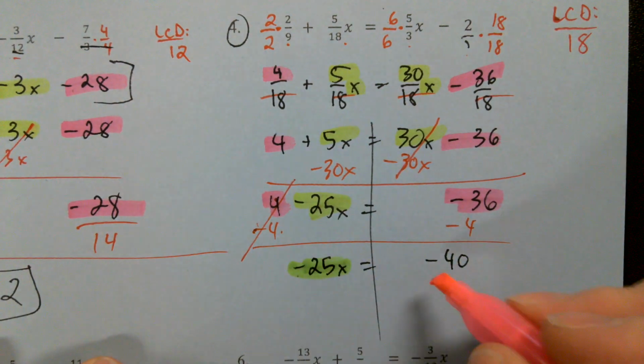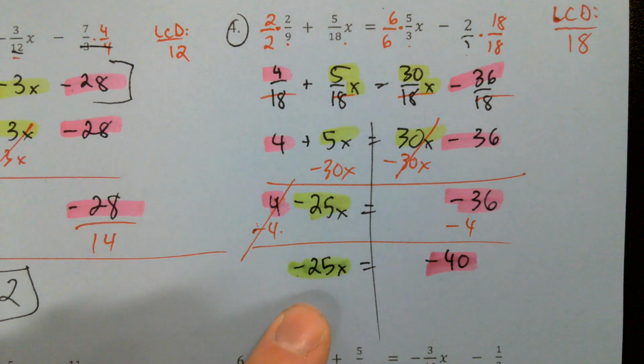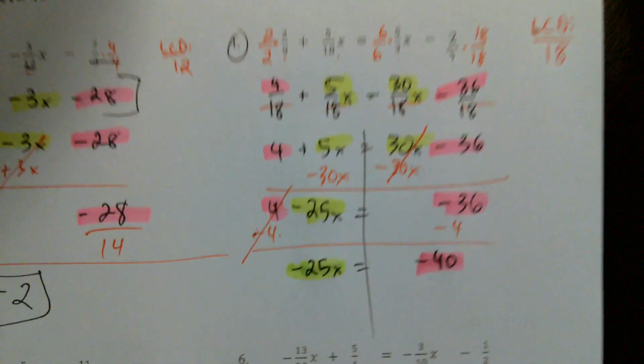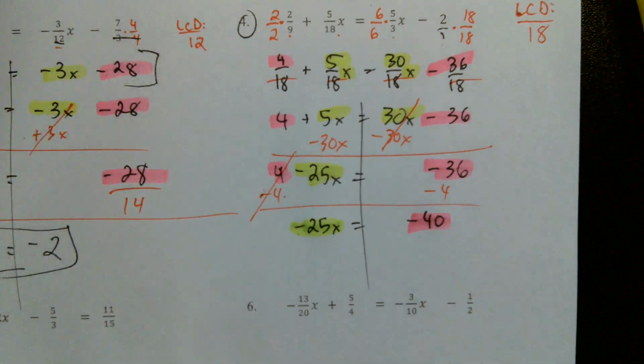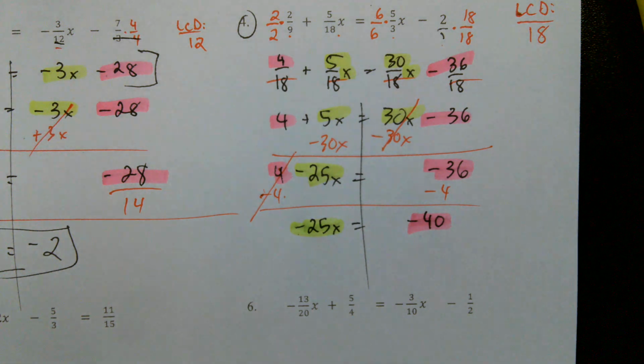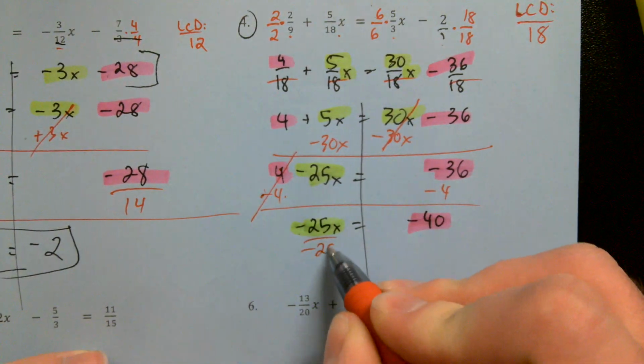Here's how we know it's time to divide: when we have one yellow term and one pink term only. Nothing else, no doubles, one term on each side of the equal sign. Now it's time to divide. What are we going to divide both sides by? Negative 25.